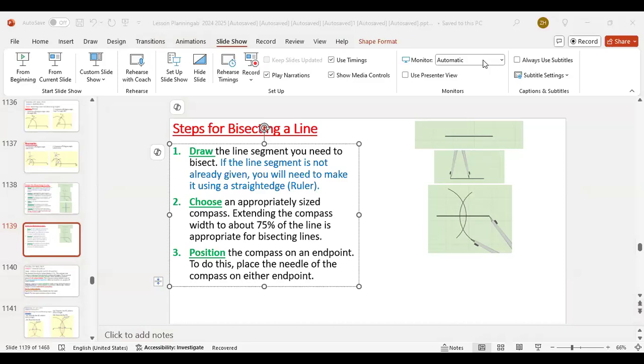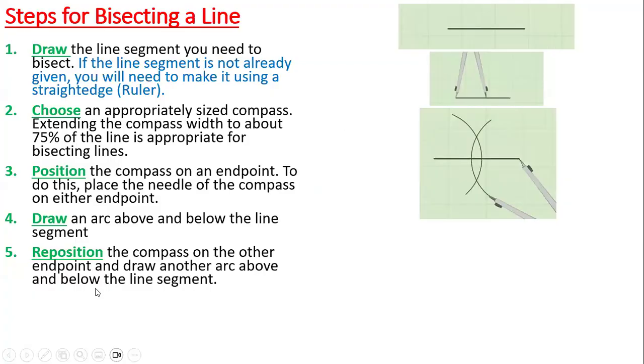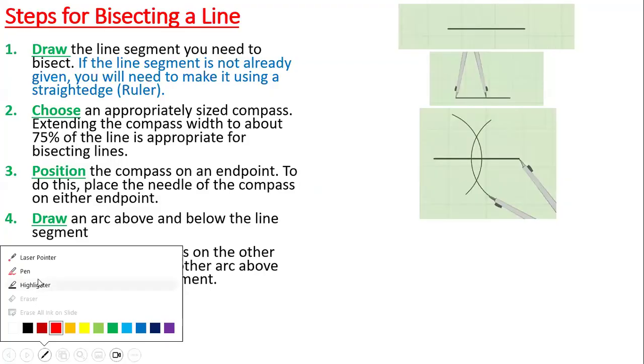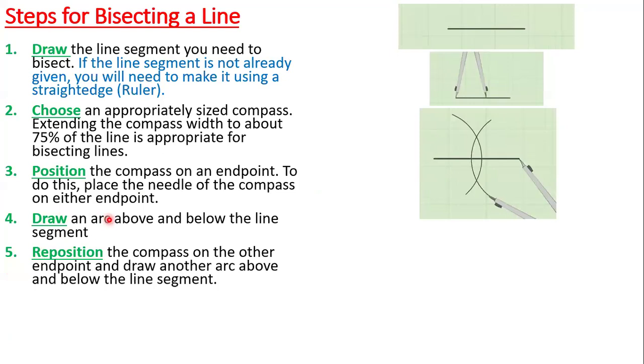That essentially would be what we said to do. So, step 4, draw an arc above and below the line segment. So above the line segment, and then don't just stay above, also go below as well. And reposition the compass on the other endpoint and draw another arc above and below the line segment.